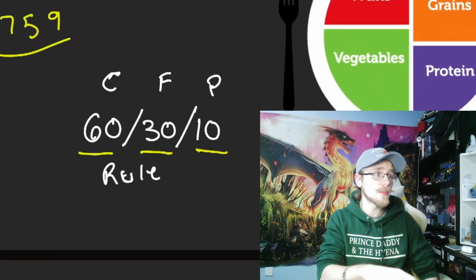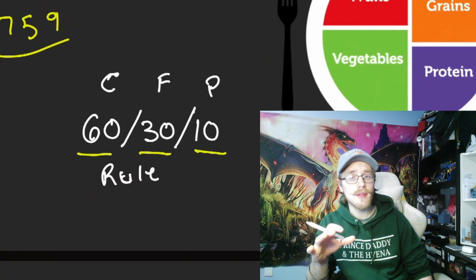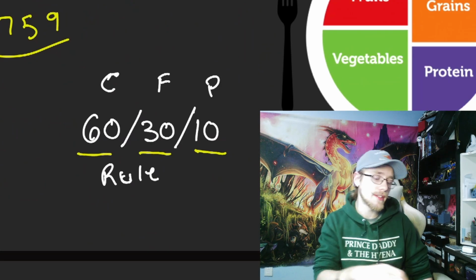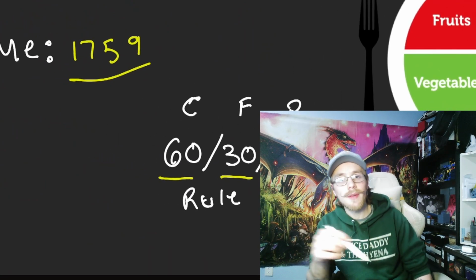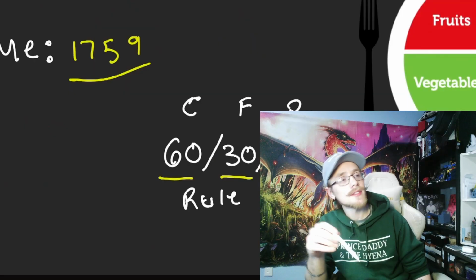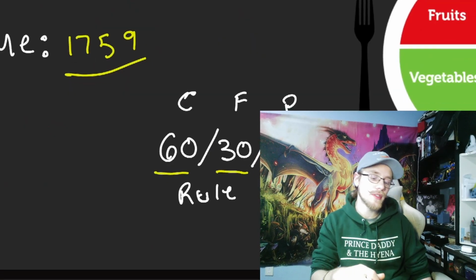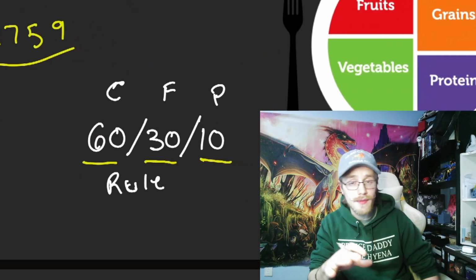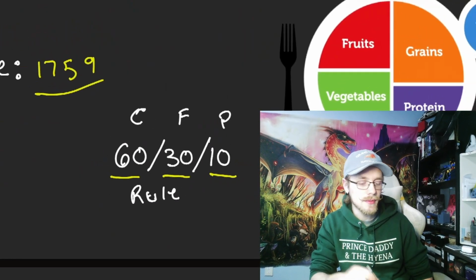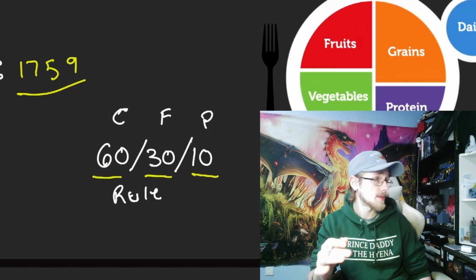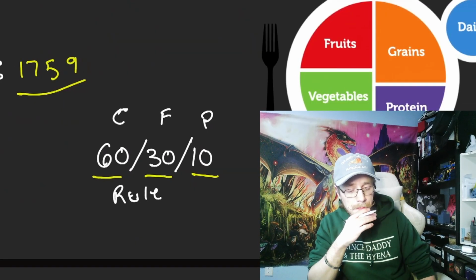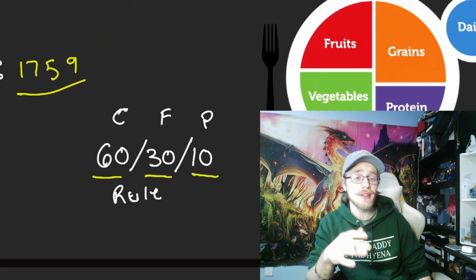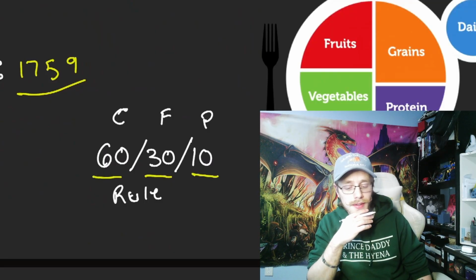General rule as far as macros go, you're going to want 60% of your calories in the day to be carbohydrates. So if I take that number, put it in my calculator, times 0.6, that would show me how many calories should be carbohydrates for me. Same with fat and protein. This is very general for the American population, or general population, I suppose. So if you're really trying to put on a big bulk, you can increase your protein a little bit, play with your macros a little bit, use your discretion.